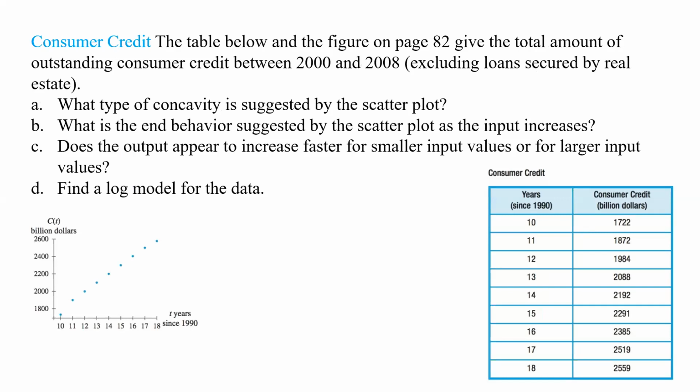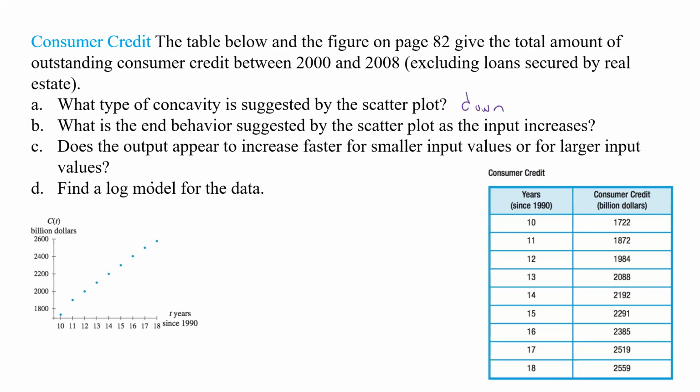So it says the table below and the figure on page 82, which happens to be right here, gives a total amount of outstanding consumer credit between 2000 and 2008, excluding loans secured by real estate. What type of concavity is suggested by this scatter plot? Well, if we look here, it looks like it's going up like that. So concavity would be down, concave down.